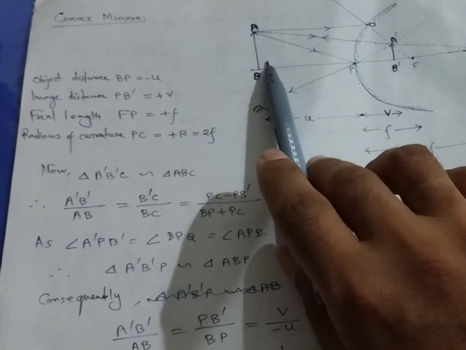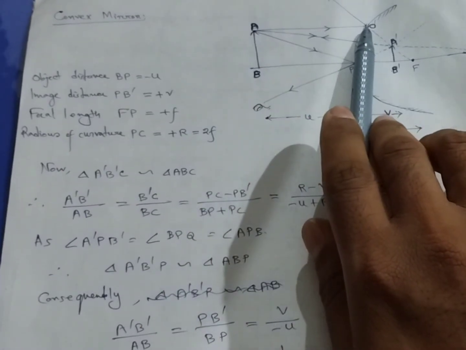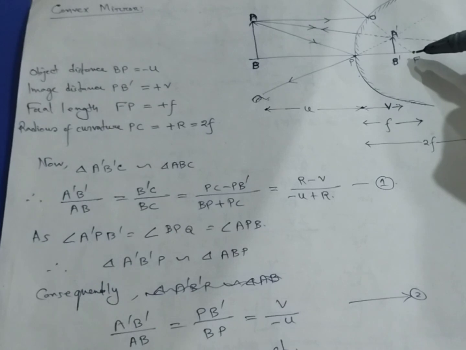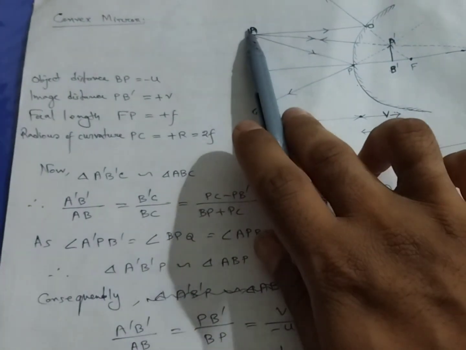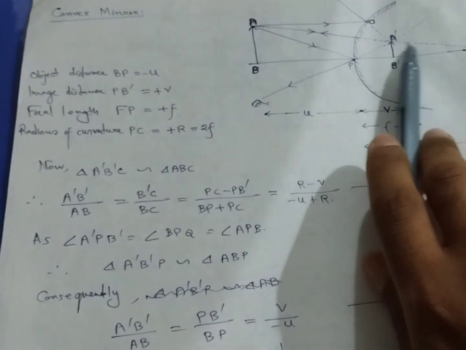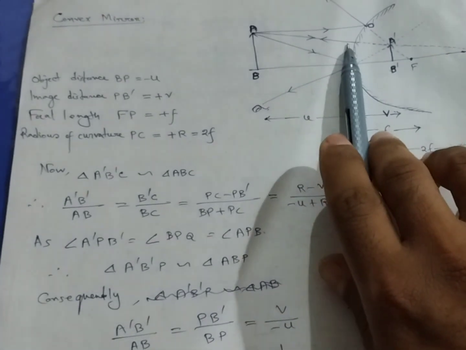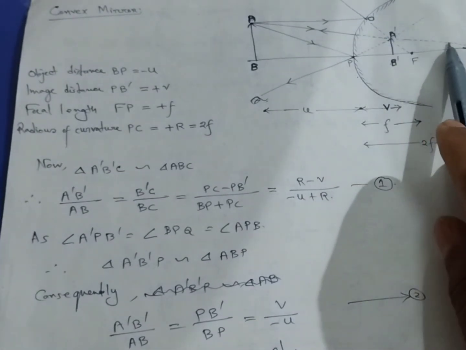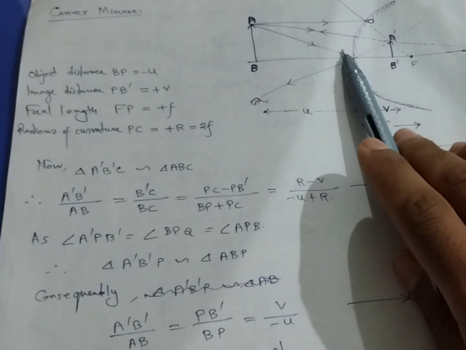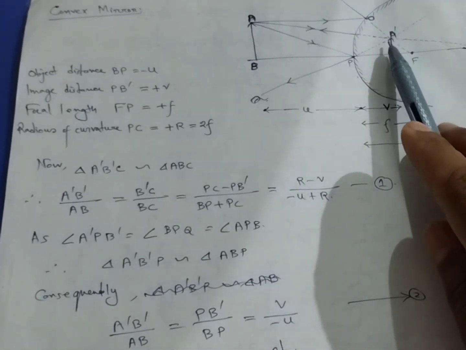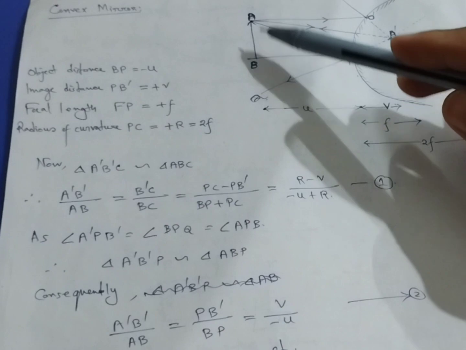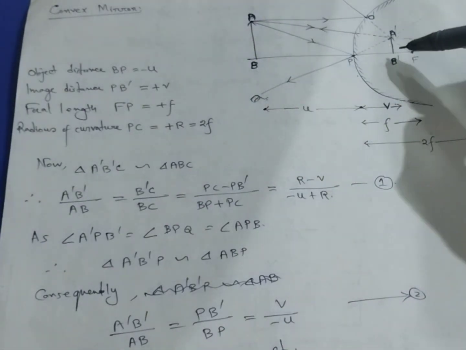Again, AB is the object. A ray is incident and reflected. We take another ray, and this ray is incident along the radius of curvature, so it is reflected back along the same path, as in a convex mirror. Tracing these rays back, they appear to intersect at the point A dash. So at A dash an image is formed. The image of the object AB is formed as A dash B dash.